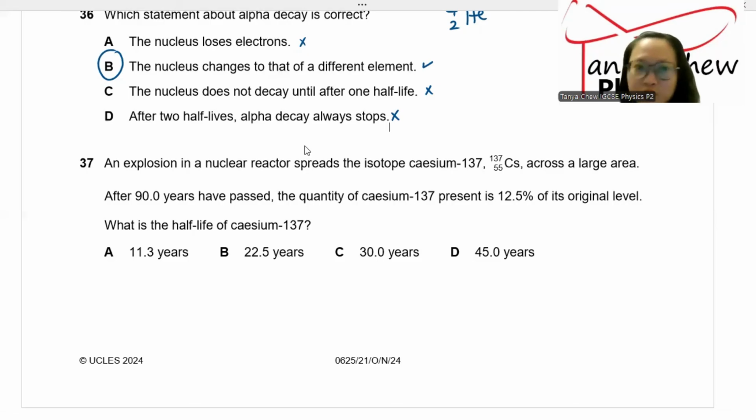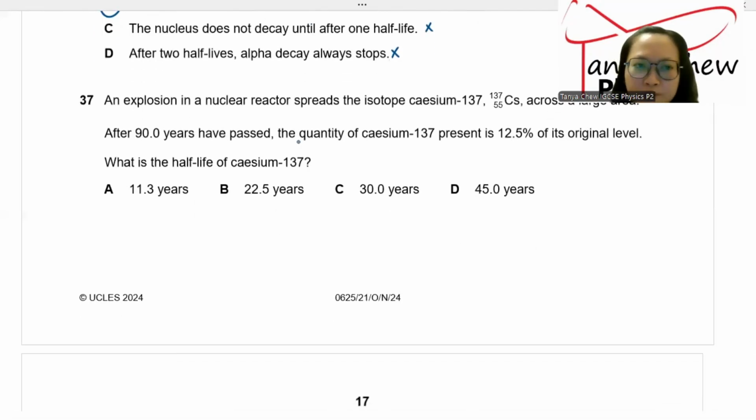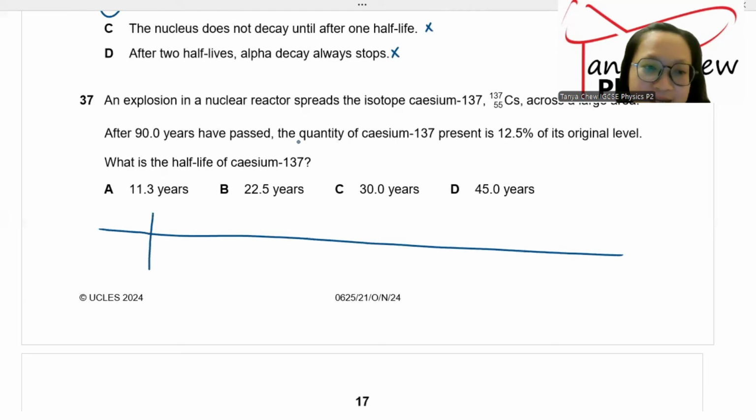Number 37, an explosion in a nuclear reactor spreads the isotope cesium-137 across a large area. After 90 years have passed, the quantity of cesium present is 12.5% of its original level. What is the half-life of the cesium? I don't know whether you are more comfortable using equations or the formula, but I'm going to use the table form because it is more understandable.